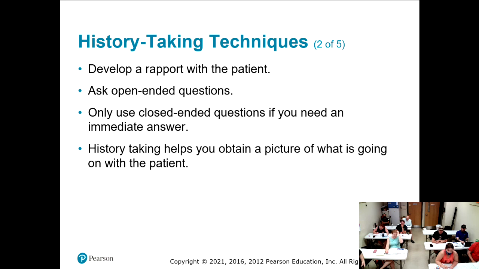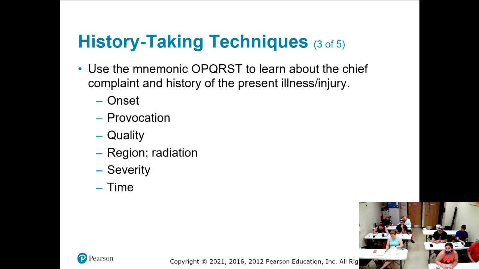The history helps us paint a picture of what's going on. So when we're asking these questions initially about their current illness or injury, this is helping us paint the picture. When we're doing this, we're using a mnemonic called OPQRST. This is basically to learn about the chief complaint. Onset: when did it start?